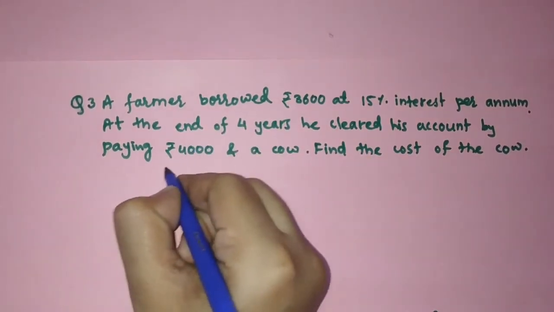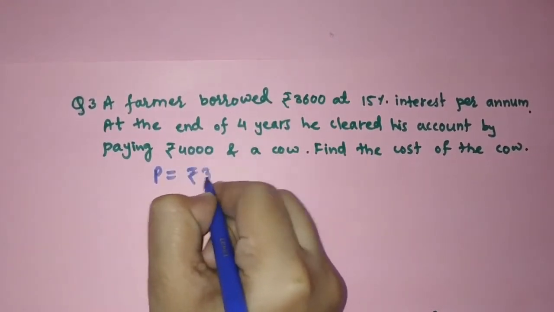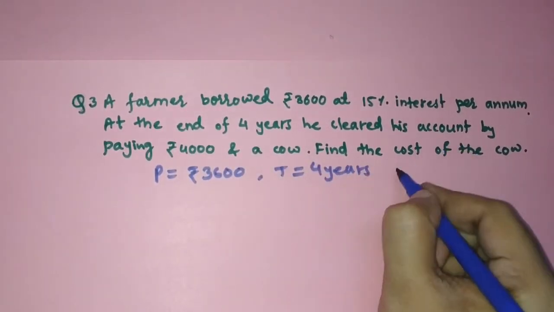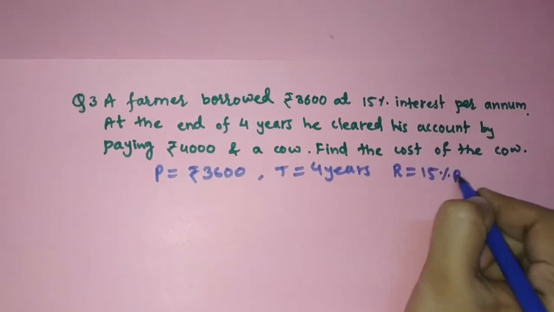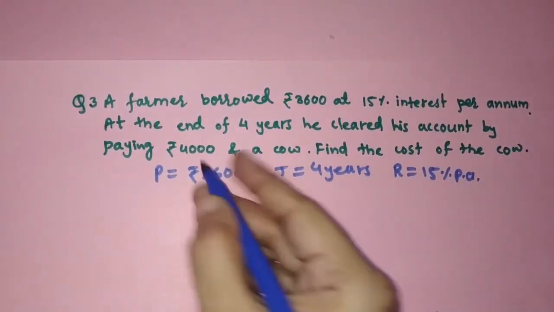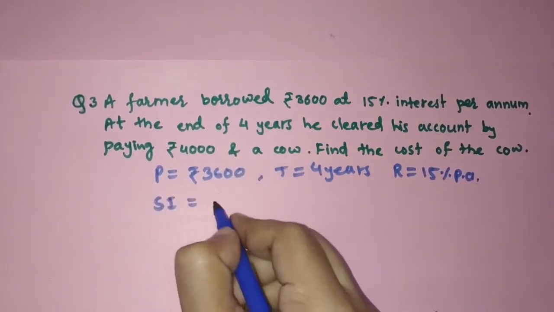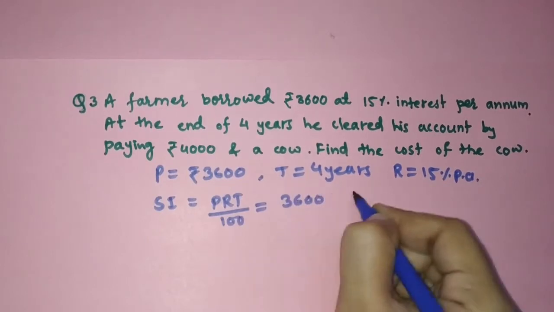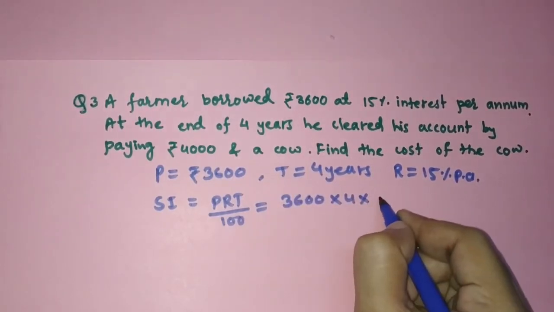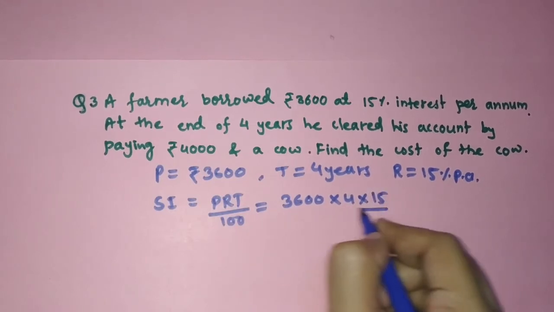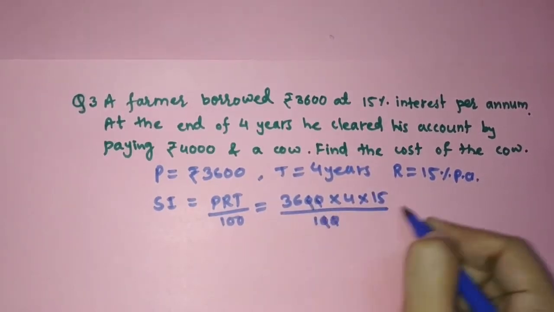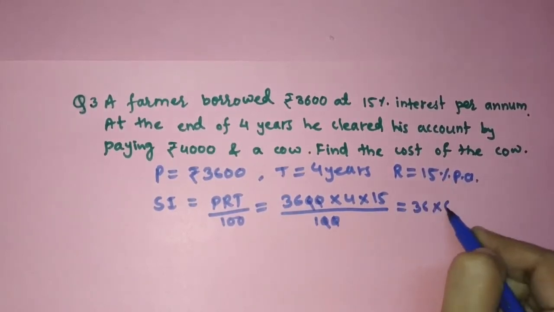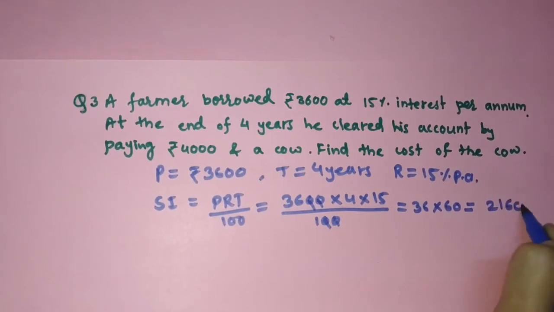First we'll write down the given data. Here the principal is 3,600, which he took for a duration of 4 years at the rate of 15% per annum. So we'll first find the simple interest, which is PRT divided by 100. 3,600 multiplied by 4 and multiplied by 15. Just do this calculation. Here we'll get 36 multiplied by 60, which means 2,160.